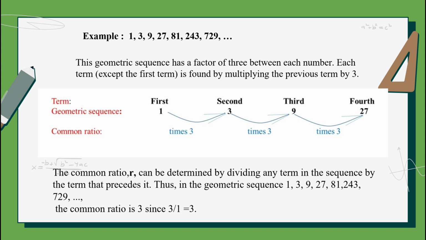Ang common ratio natin, o R, can be determined by dividing any term in a sequence by the term that precedes it. Thus, in the geometric sequence 1, 3, 9, 27, 81, 243, 729, and so on, the common ratio is 3, since 3 divided by 1 is equal to 3.